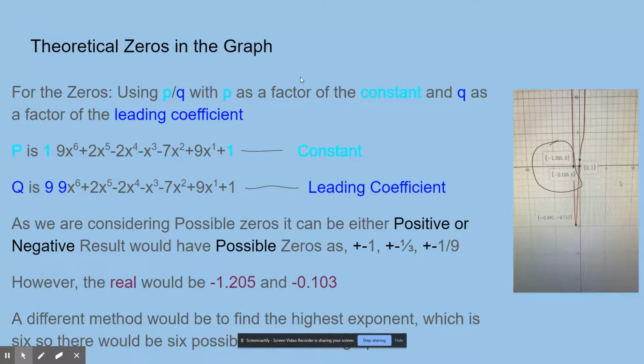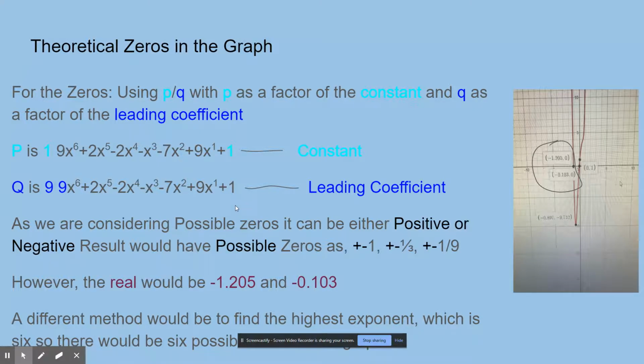Theoretical zeros using the graph. In the graph, using p over q, p being the constant and q being the leading coefficient, p would be 1 on the right side being the constant, 1. Q is 9 being the leading coefficient being on the left side. So as we're considering possible zeros, it would be positive or negative. So to get plus or minus 1 for the constant, plus or minus 1/3, and plus or minus 1/9 for the p over q. However, the real zeros would be -1.205 and -0.103.